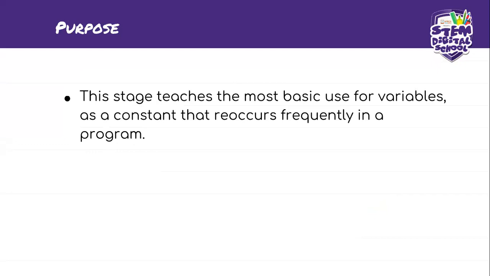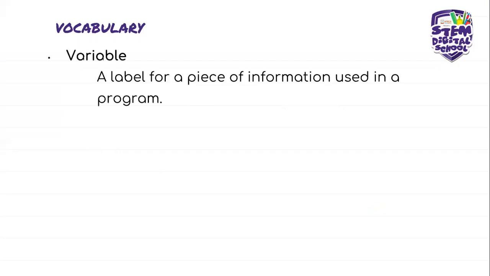Okay, before we look at the vocabulary, the purpose of this stage is that it teaches the most basic use of variables as a constant that reoccurs frequently in a program. So there are two words that came up that I want to quickly check with you guys in our vocabulary. The first one is a variable. What is a variable? A variable is a label of a piece of information used in a program.